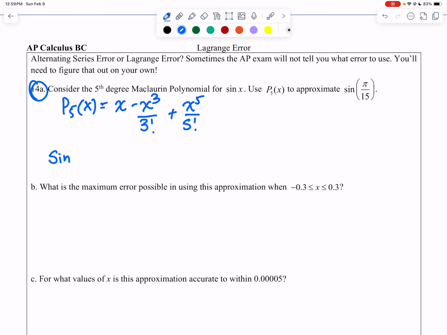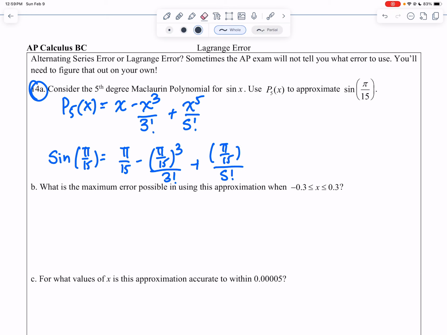We're going to be using that Maclaurin polynomial to approximate sine of pi over 15. So anytime I see an x, I'm going to replace it with pi over 15 and call it a day. Oops, that should be a 5.